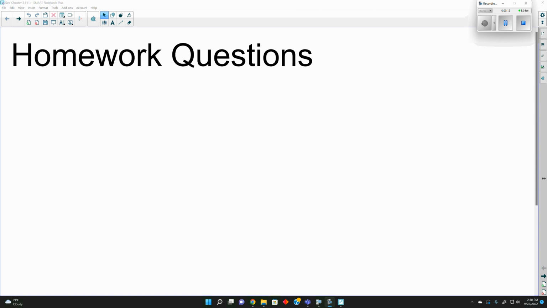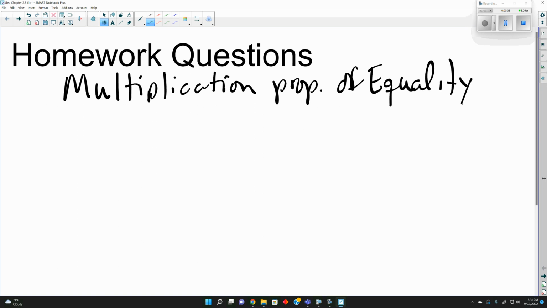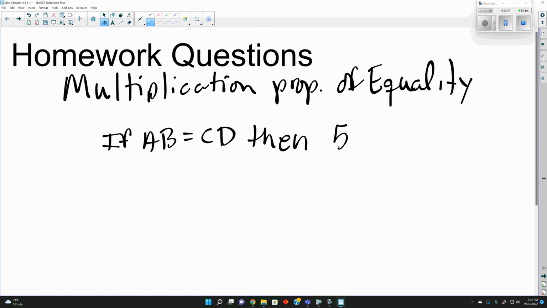Wait. 36. The multiplication property of equality. Let's see. Multiplication property of equality. Why does this look so complicated? And for this problem number 36, it says if AB is equal to CD, then 5 times AB equals what?